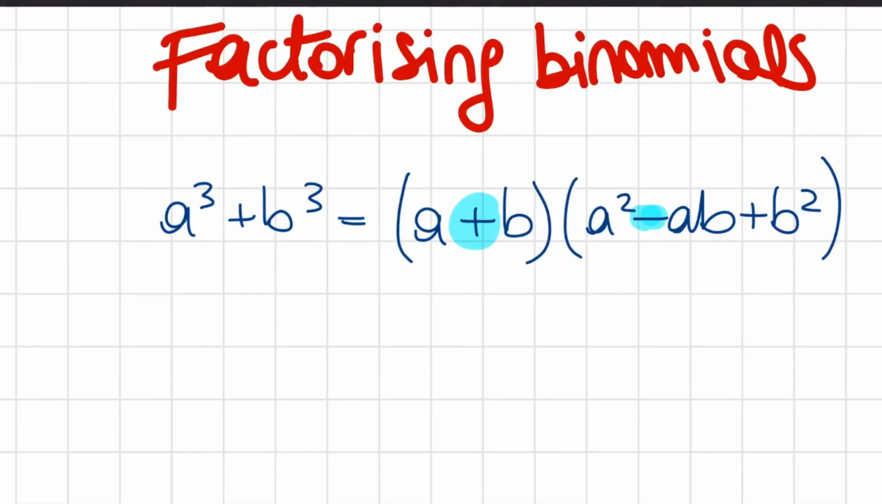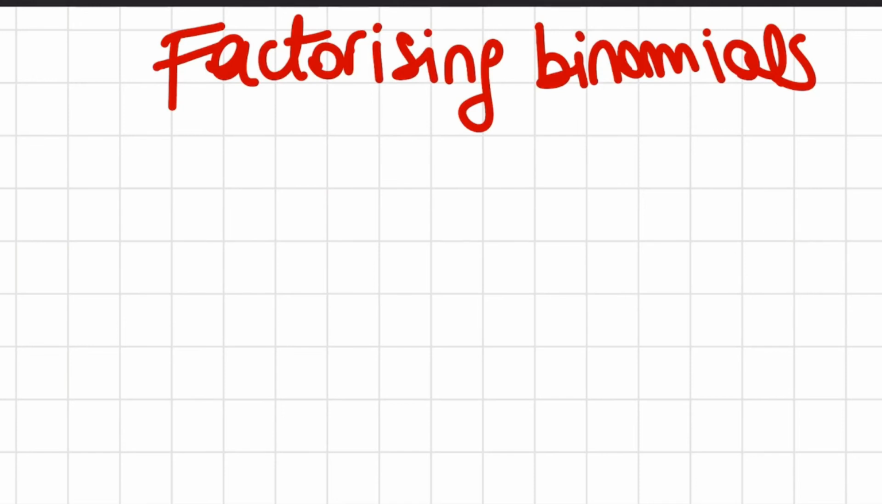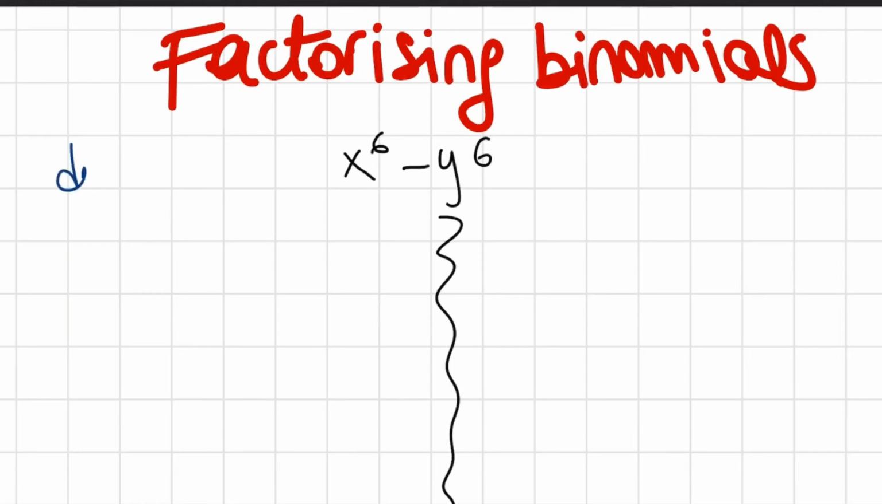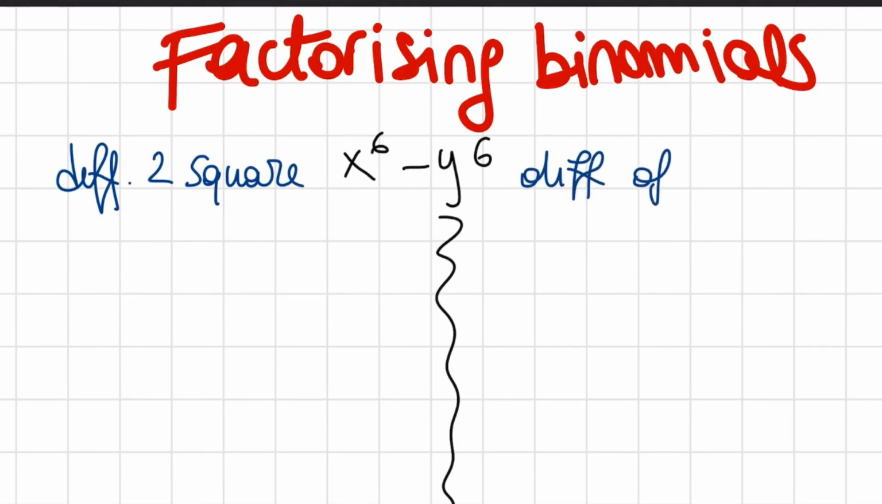Let's get on with the example. The example does not just include the sum of two cubes, but also the difference of two cubes or difference of two squares. That's why I wanted to leave it at the end. Suppose you have x to the power of 6 minus y to the power of 6. There are two ways to do this. The first way is to consider it at first as a difference of two squares, or to consider it at first as a difference of two cubes, because it's both actually.